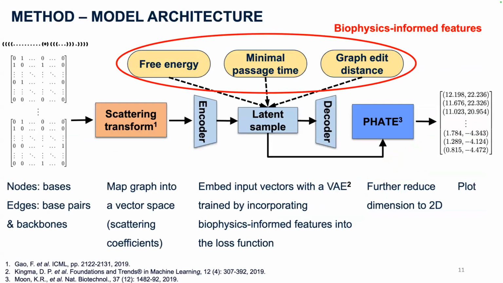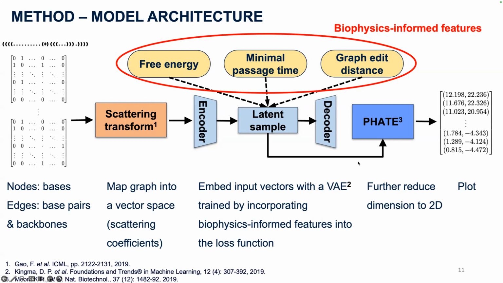Our framework has three major parts. The first part is a scattering transform, which maps the graph to the real vector space. Each graph is a secondary structure where the nodes refer to the bases and the edges refer to the backbones and the base pairs. The second part is a variational autoencoder with the loss function augmented by three biophysical features: the free energy, the minimal passage time, and the graph edit distance.